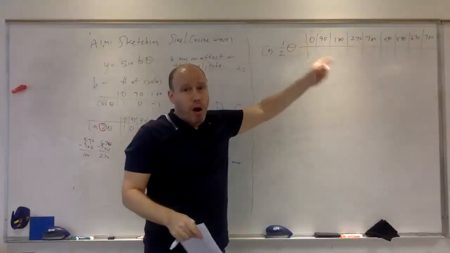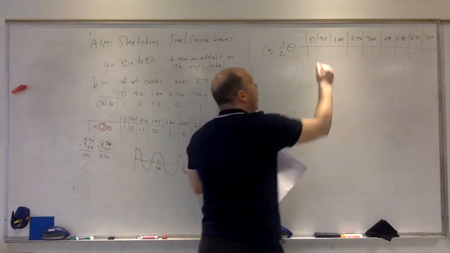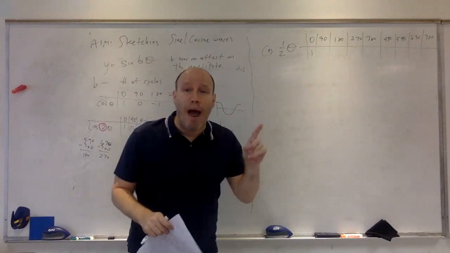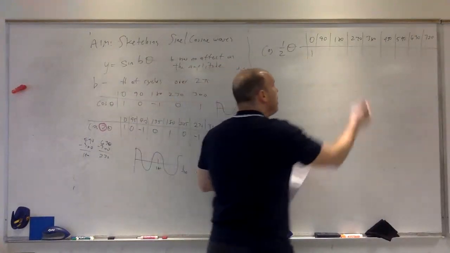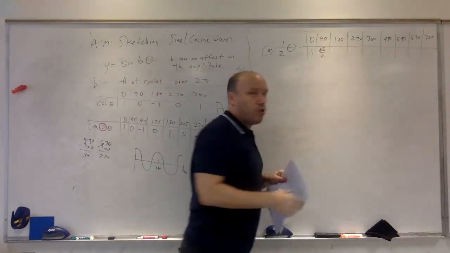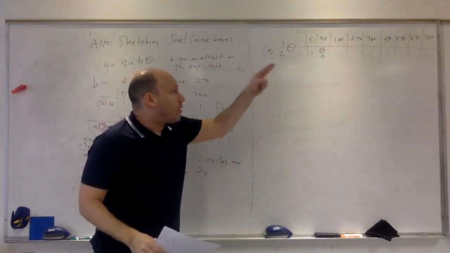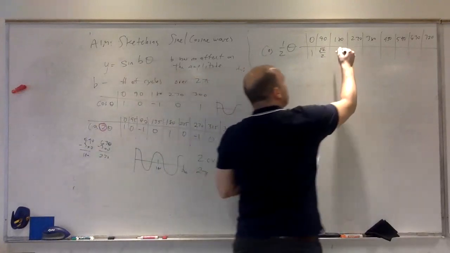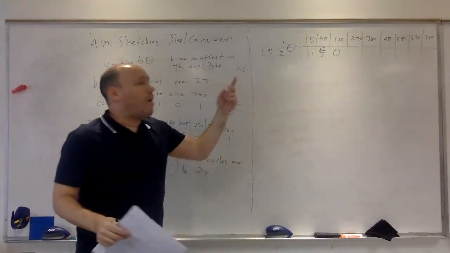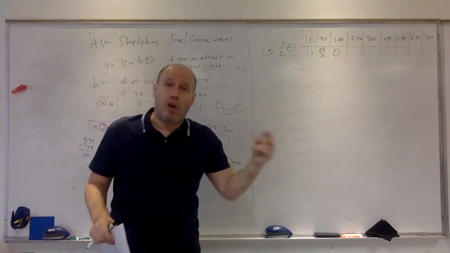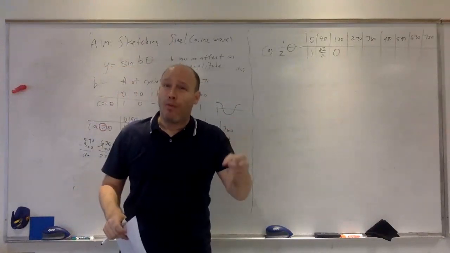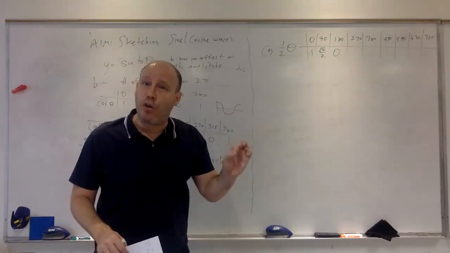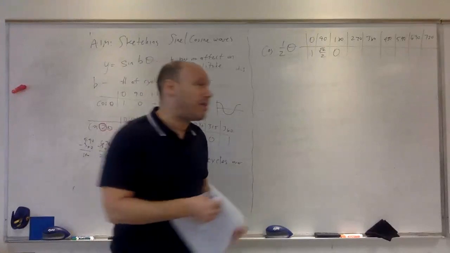What's a half of 0? 0. Cosine of 0? 1. What's half of 90? 45. The cosine of 45? Radical 2 over 2. You have to know that. All advanced math students know that. What's half of 180? 90. The cosine of 90? 0. 270 divided by 2 is 135. What's the cosine of 135? Well, 135 has a reference angle of 45. We know that cosine of 45 is radical 2 over 2, but cosine is negative in the second quadrant.